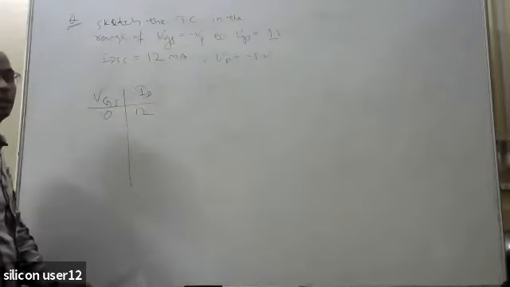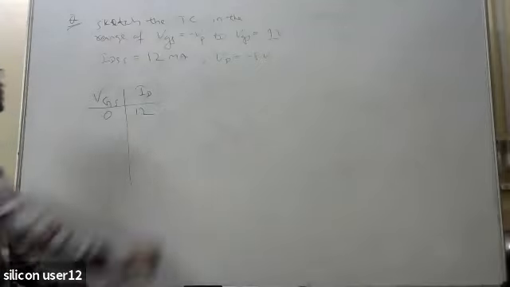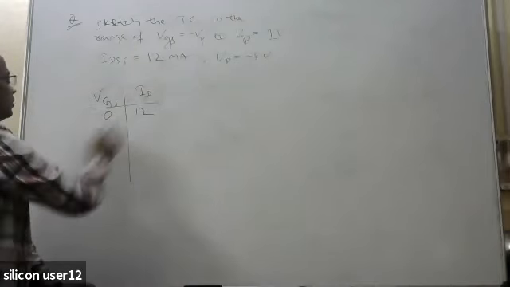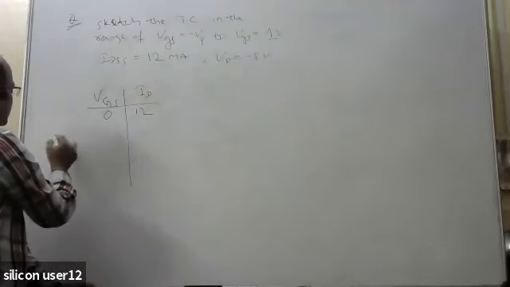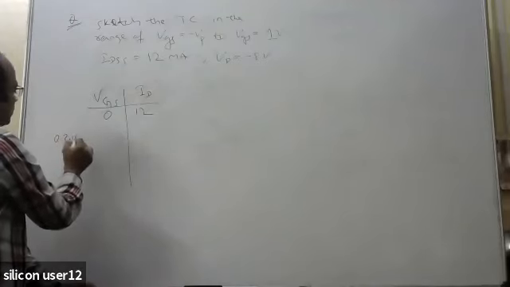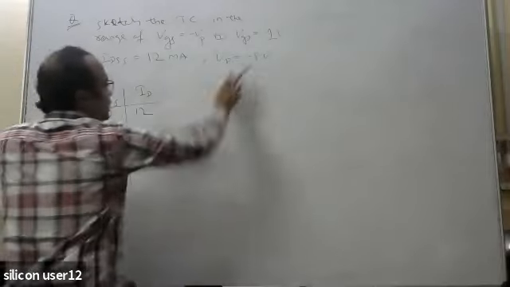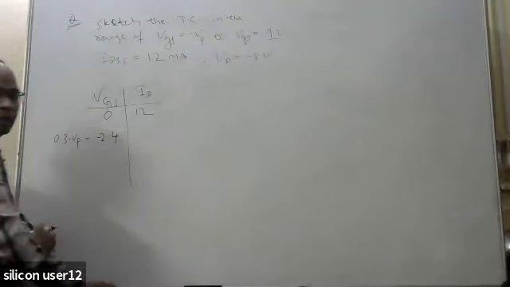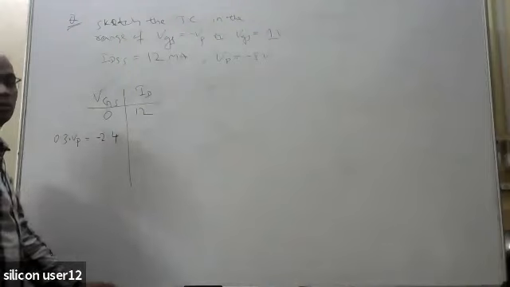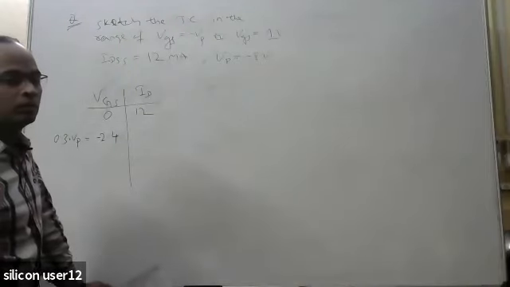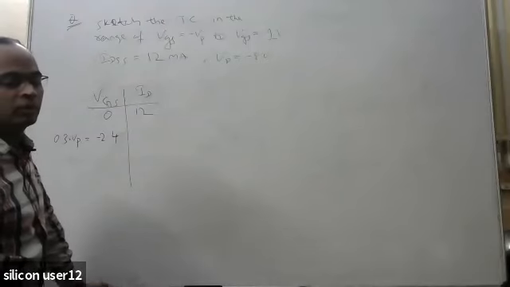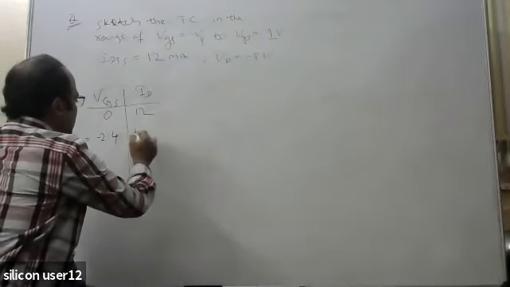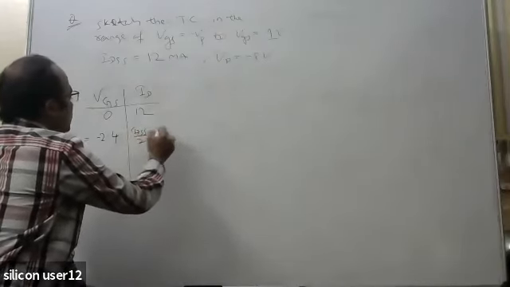Next one, how much I will take? Minus 2.4. Okay, so we normally take 0.3 of Vp. Vp is given minus 8, so 0.3 into minus 8, that is minus 2.4. Okay, ID will be equal to, how much? 6. Okay, so I'm writing here also, it is equal to IDSS by 2, or equal to 6.